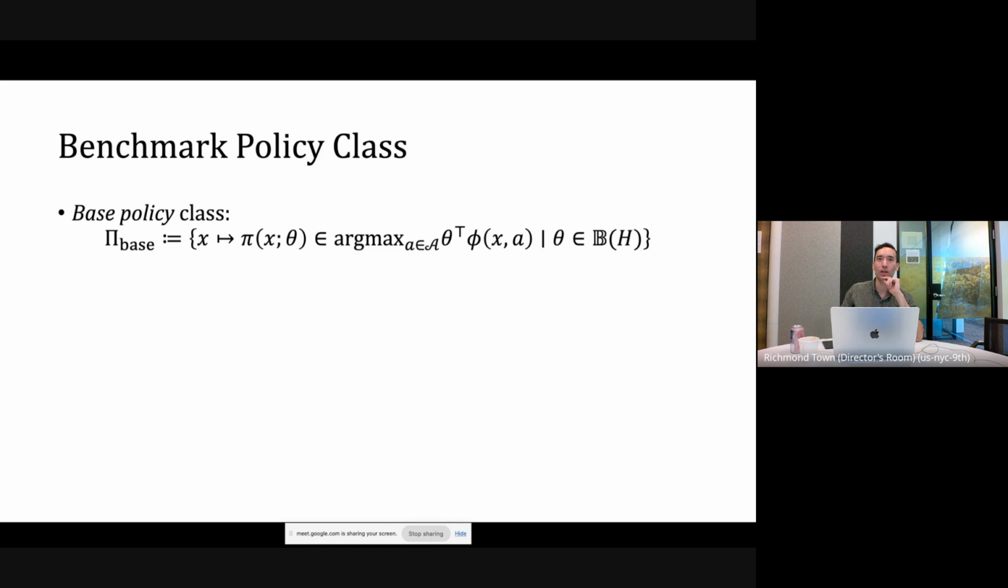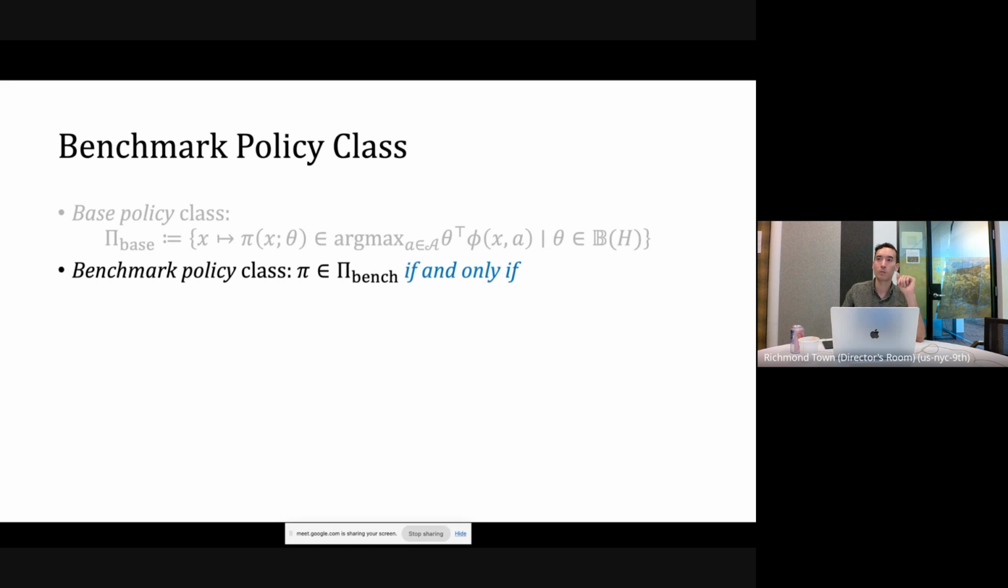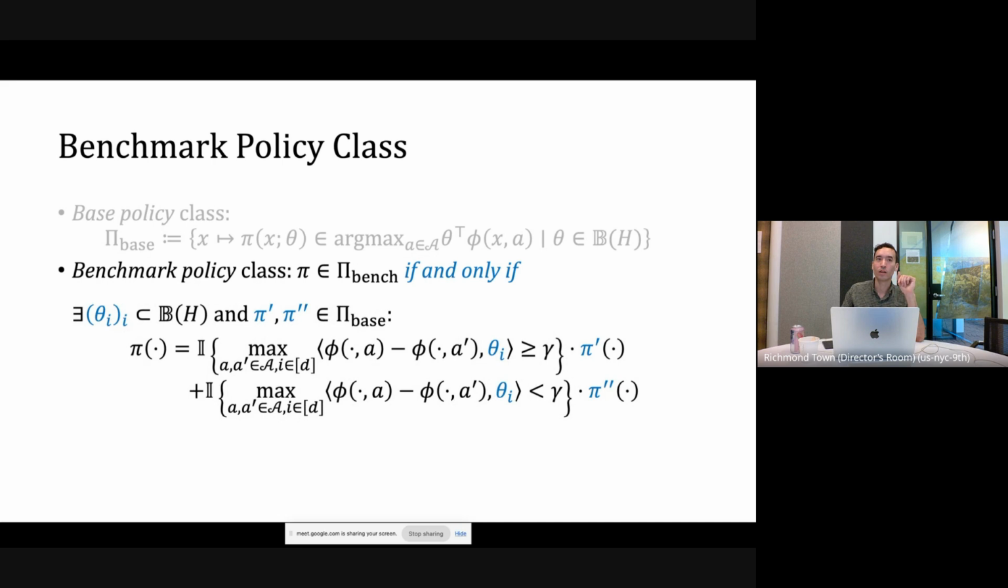I only have 4 minutes left, so I just want to quickly show you what this benchmark policy class is. Let's define a base policy class, which is just the argmax of a linear function. We need something a little bit more elaborate than this. So we define the benchmark policy class as follows: pi is in the benchmark class if and only if there exist some theta i's and some pi prime and pi double prime, such that pi is a combination of this pi prime and pi double prime. By the way, does D now become a little bit more clear why it comes from this? Yeah, okay. It looks a little bit funky, but as far as minimizing the function, minimizing over pi bench is not much harder than minimizing over pi base. Aesthetically it looks more complicated, but from an optimization perspective, they're pretty much the same.